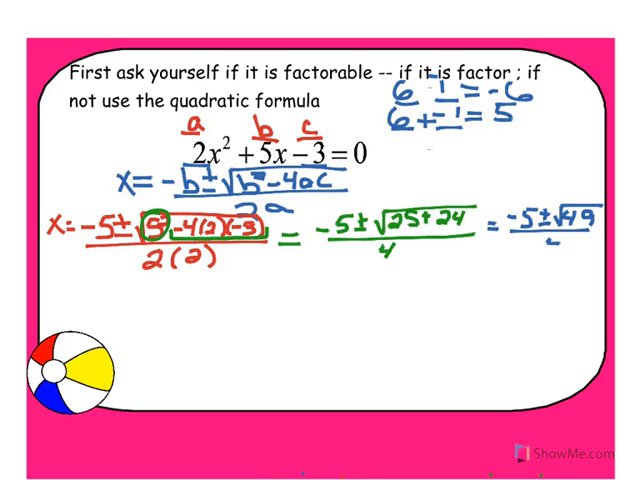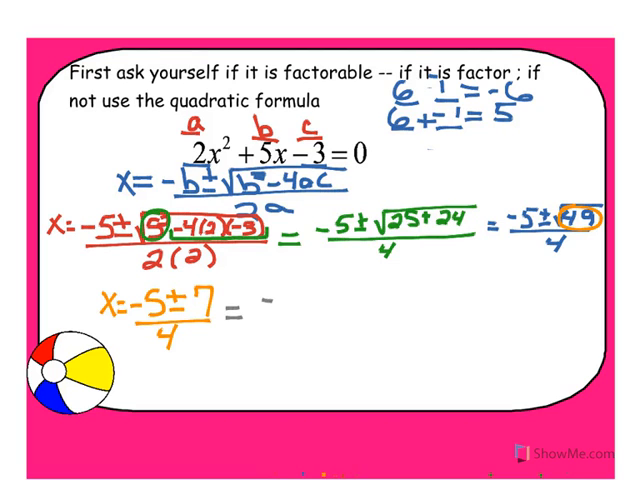All over 4. I'm hoping when you saw the square root of 49 that you got a little bit excited, because 49 is a perfect square. If I continue my work, x is equal to -5 plus or minus the square root of 49, which is 7, all over 4. There's no radical. Because this was a perfect square, when we take the square root of 49, we just have 7. There is no more radical in the problem.